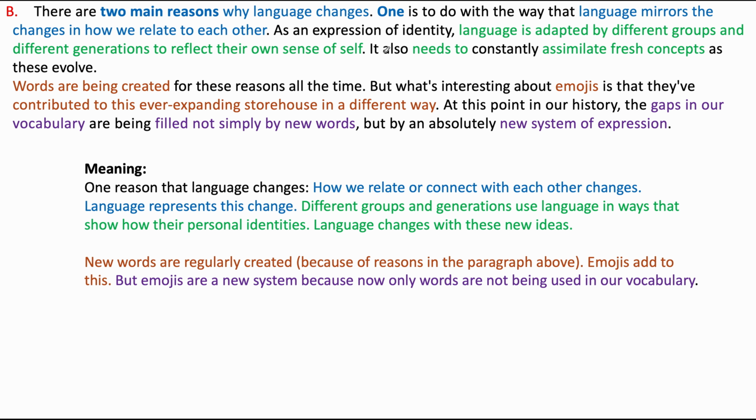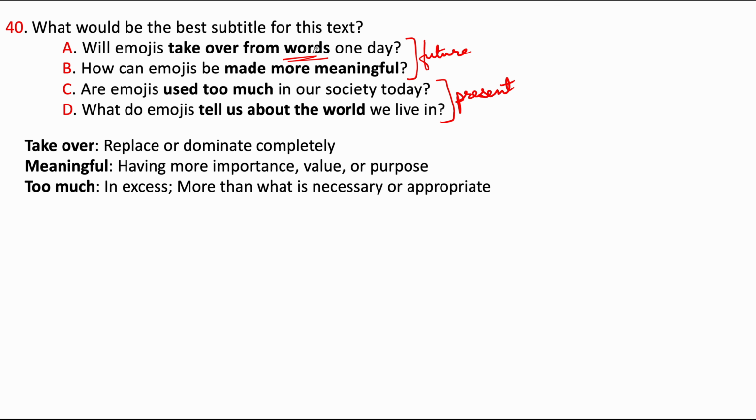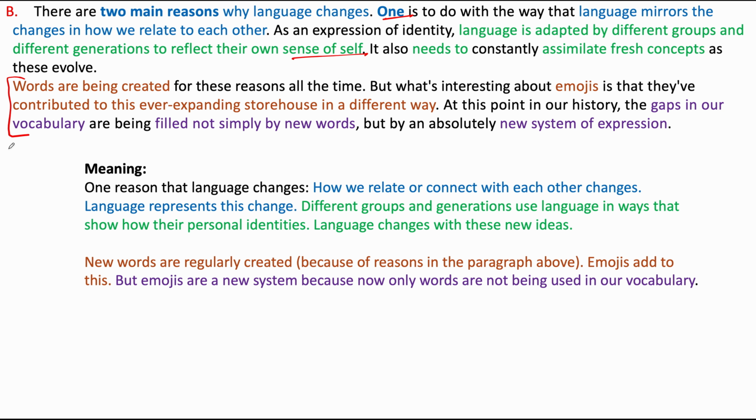Section B gives one reason why language changes. It talks about how we relate to each other and how people express their identity. This paragraph is important because one of the options talk about if emojis will replace words one day. This paragraph says that there are gaps in vocabulary that are filled by new words and also by emojis. But this does not mean that emojis will replace words or become more important than words one day.